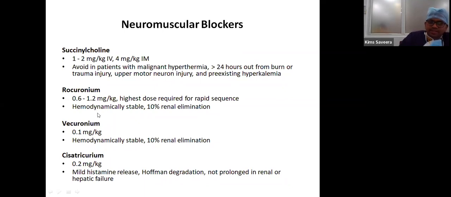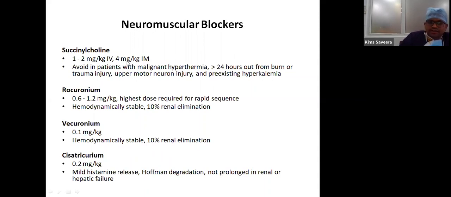It is a more hemodynamically stable agent, with only 10% renal elimination. All these side effects of succinylcholine we overcome with rocuronium. Rocuronium, 0.1 mg per kg, is hemodynamically stable, and it also has 10% renal elimination. Cisatracurium, 0.2 mg per kg, has mild histamine release when compared to atracurium, and it degrades by Hofmann elimination, so it doesn't affect renal or hepatic function.